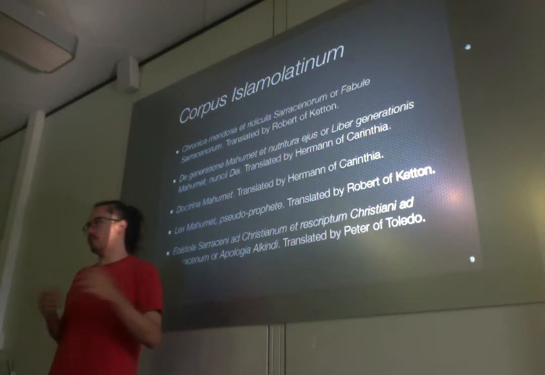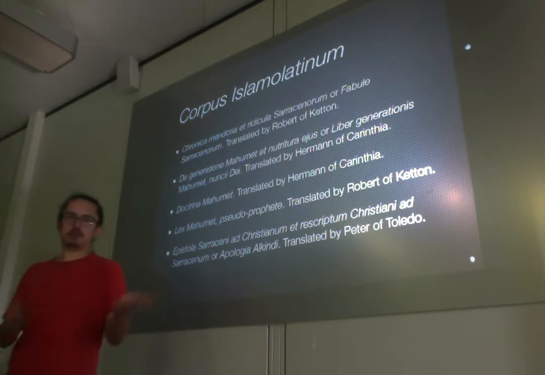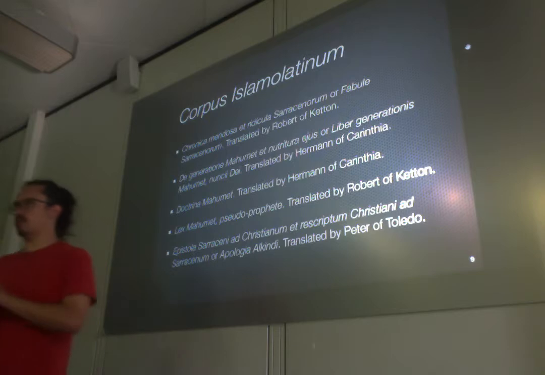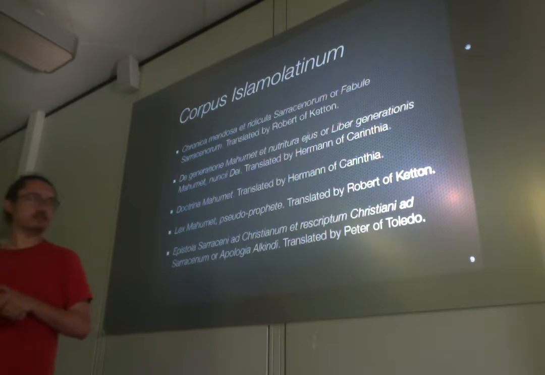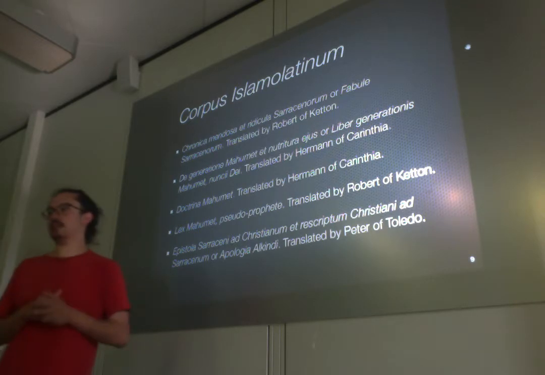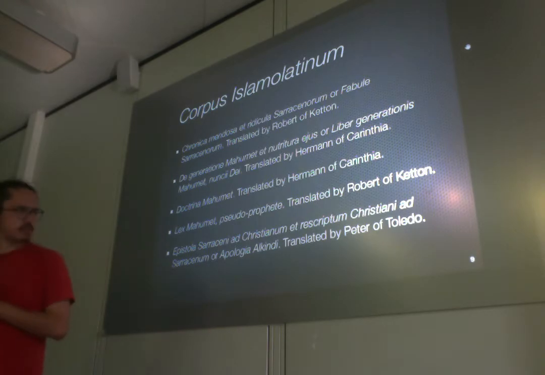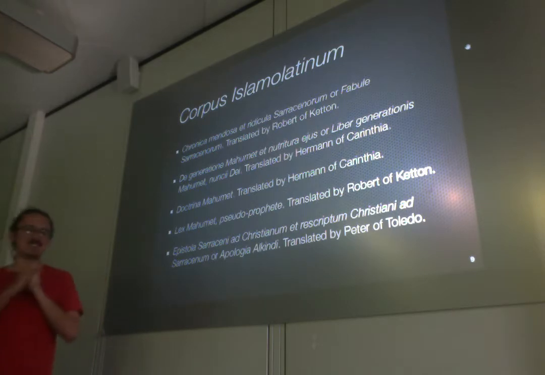He, of course, was pursuing polemical aims. He wanted these works to be translated in order for him to write polemical treatises against Islam, and he actually wrote one, the Contra Sectam Sarracenorum, I think. Contra Nefandam Sectam Sarracenorum.